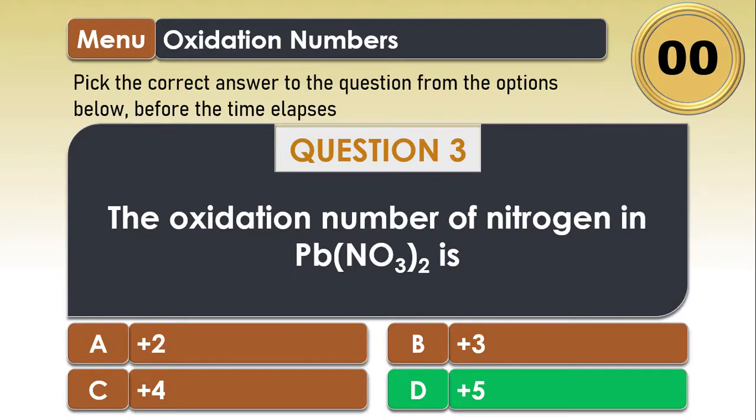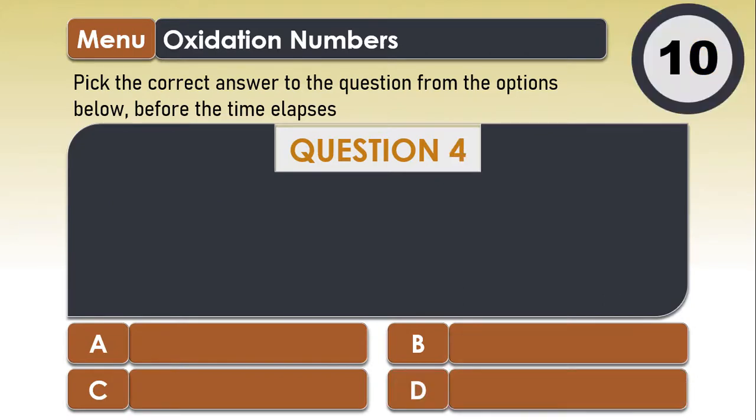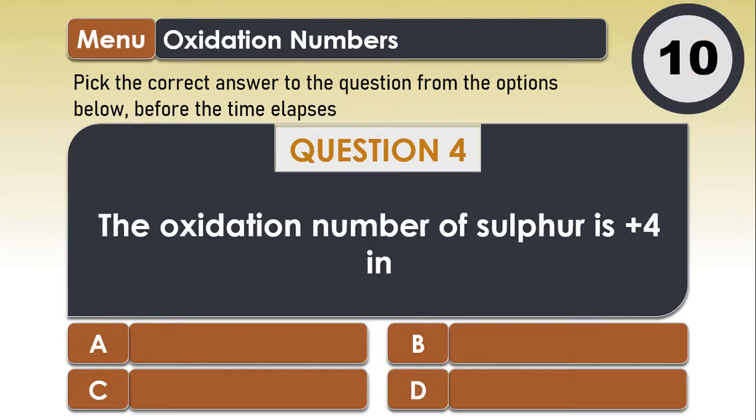If you chose D. Plus 5, then you're correct. Question 4. The oxidation number of sulfur is plus 4 in A. Na2S2O3, B. H2SO3, C. H2SO4, and D. SO3.